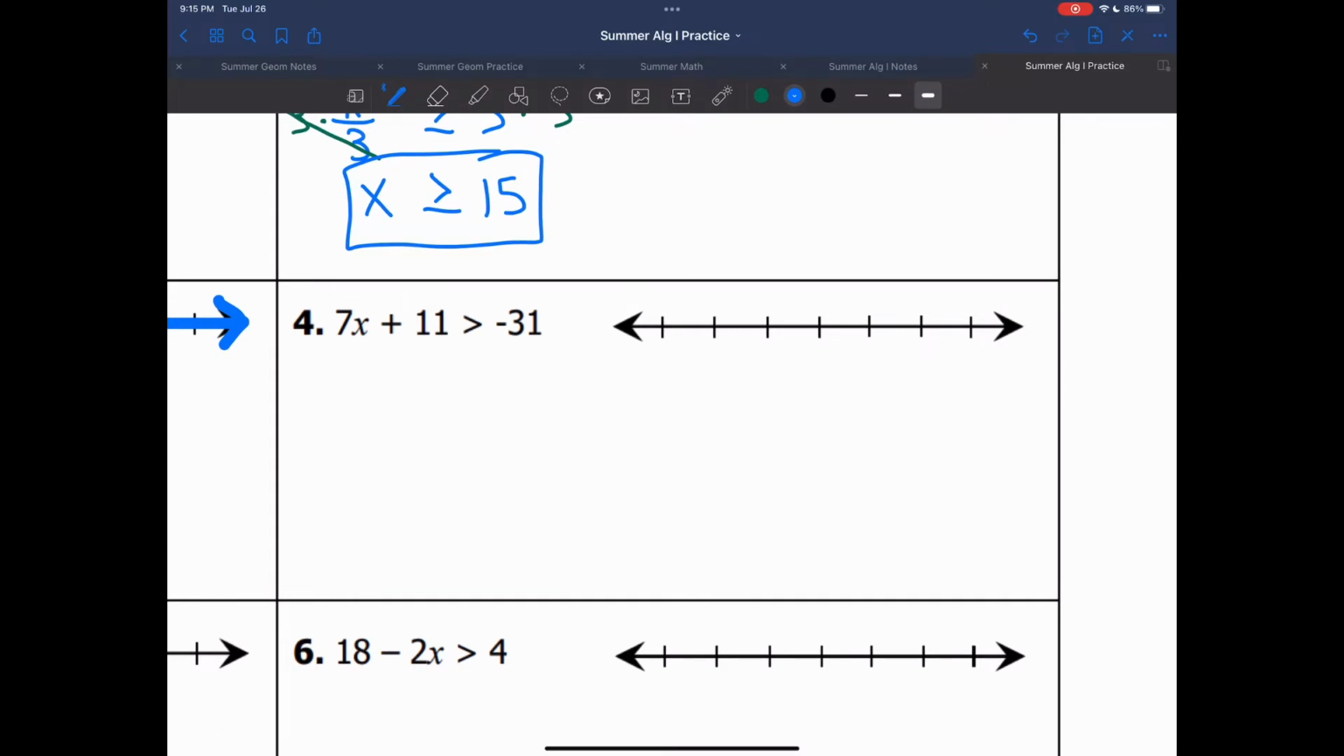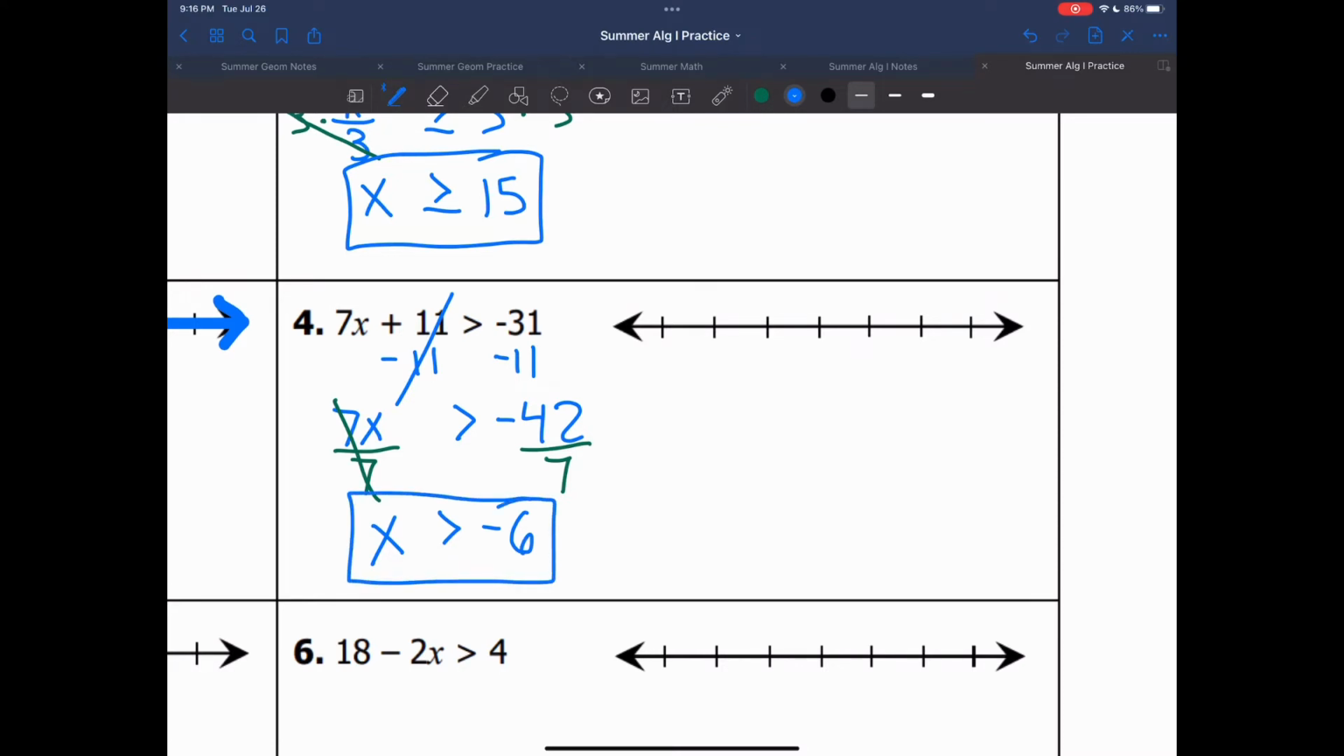Okay, so we first want to solve for x. Let's go ahead and subtract the 11 from both sides. Going to cancel out there, bring down our 7x is greater than, we got negative 31 minus 11, that's like plus a negative 11, so that's going to be a negative 42. And then we are dividing both sides by positive 7, so we don't have to flip a sign at all because it's a positive number that we're dividing by. So we get x is greater than negative 6.